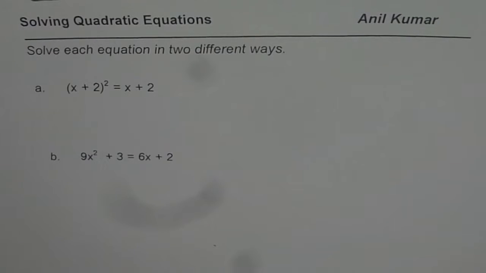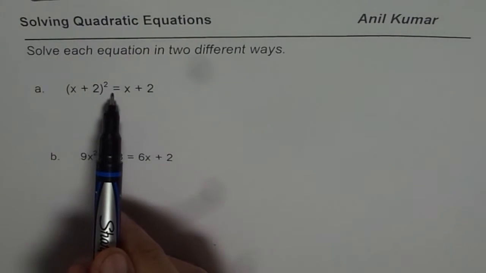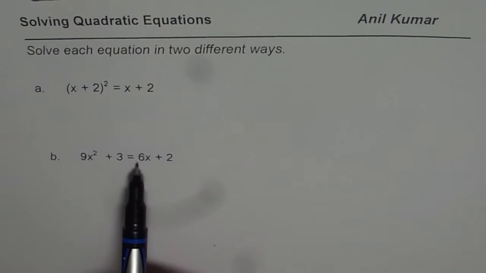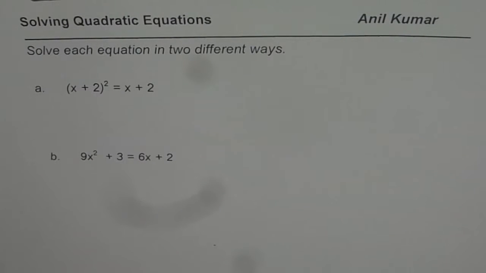The question here is: solve each equation in two different ways. We are given (x + 2)² = x + 2, and 9x² + 3 = 6x + 2. You can pause the video and solve these equations in two different ways. Now let us see what are the two different ways which you could apply to solve such equations.